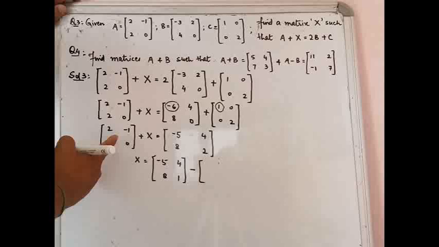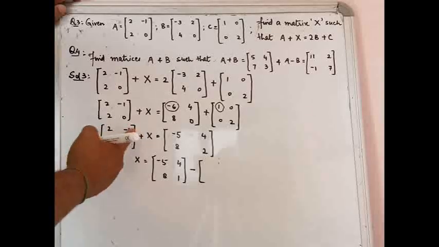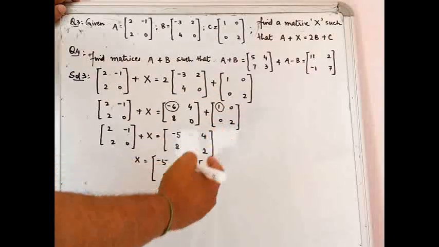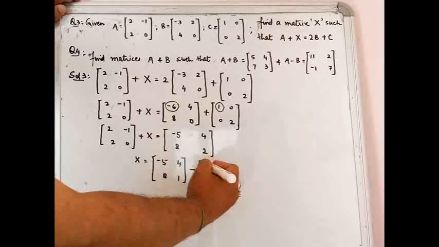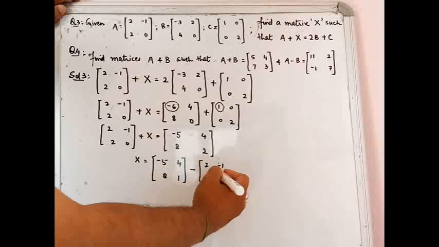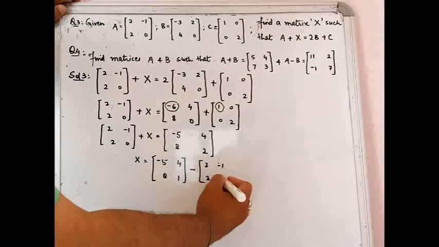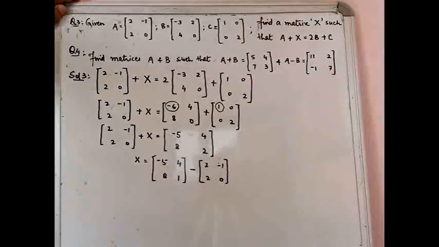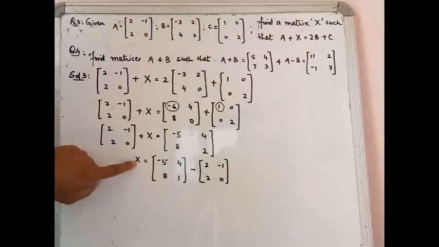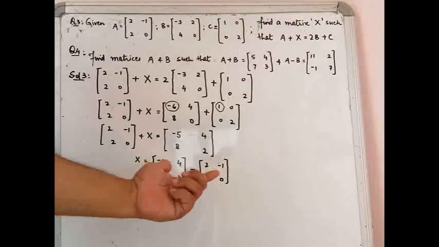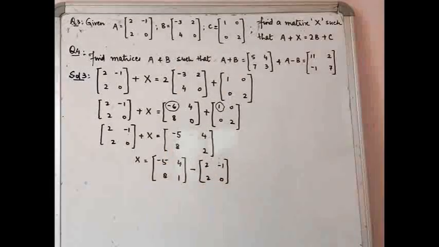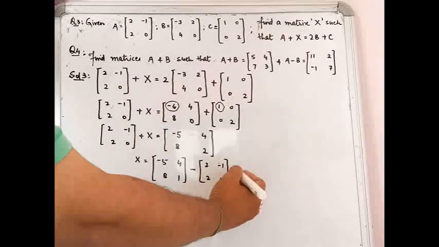This matrix was getting added on the left hand side, so when it moves to the right hand side, we will subtract that particular matrix. Okay, so 2 minus 1 2 0. Now X is the only thing remaining on the left hand side, so whatever is the answer to this subtraction will give you the matrix X. Let us go ahead and try to solve this.